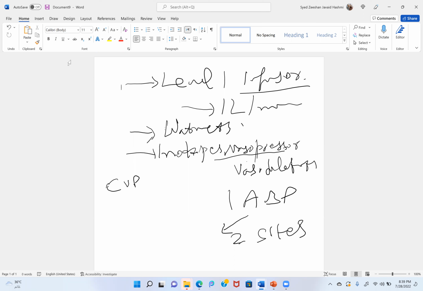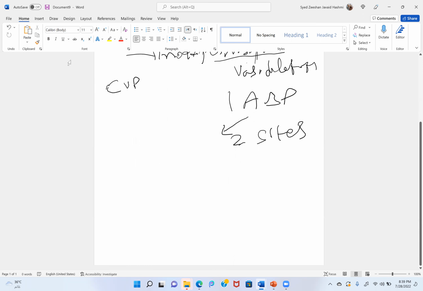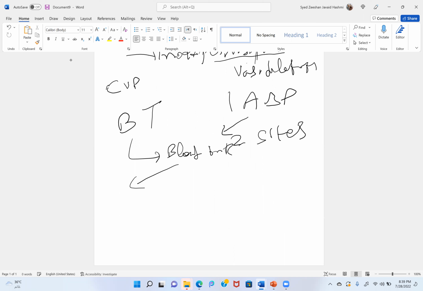So we can explore a little bit more about blood transfusion. In that, you need to have contact with the blood bank, and you are trying to figure out which products you are needing. So maybe you are needing PRBCs.